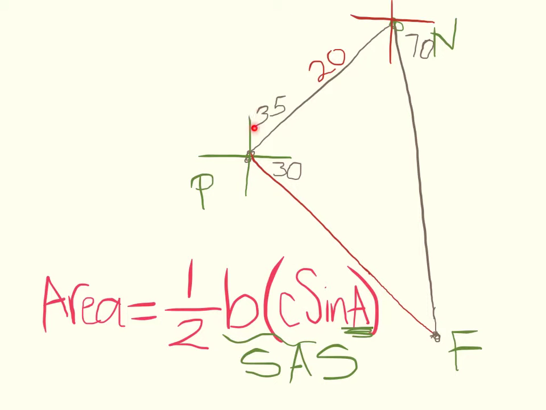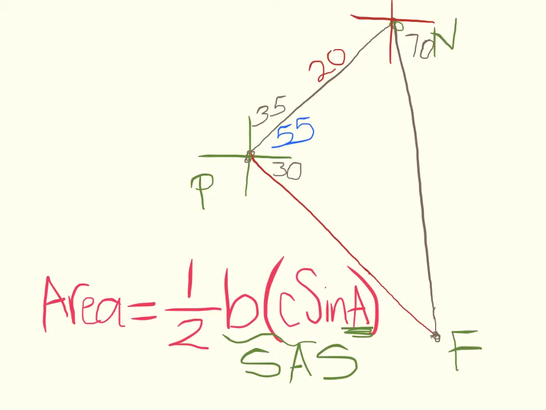So to find some angles, I need to know that this right angle is between the north and the east. This is a right angle, so I know that this is 55 because 55 plus 35 forms a 90-degree angle.